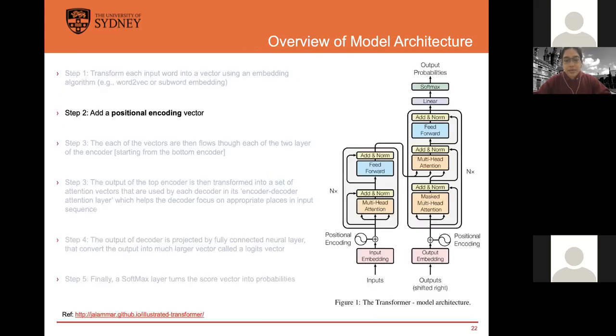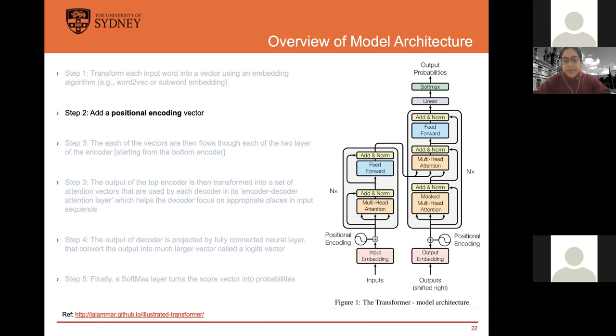So this is the initial step in the transformer network. You have the inputs and you pass them through an input embedding, which could be word2vec or subword tokenization, and you have a vector representation of the word. You have to do this for each word in the sequence.